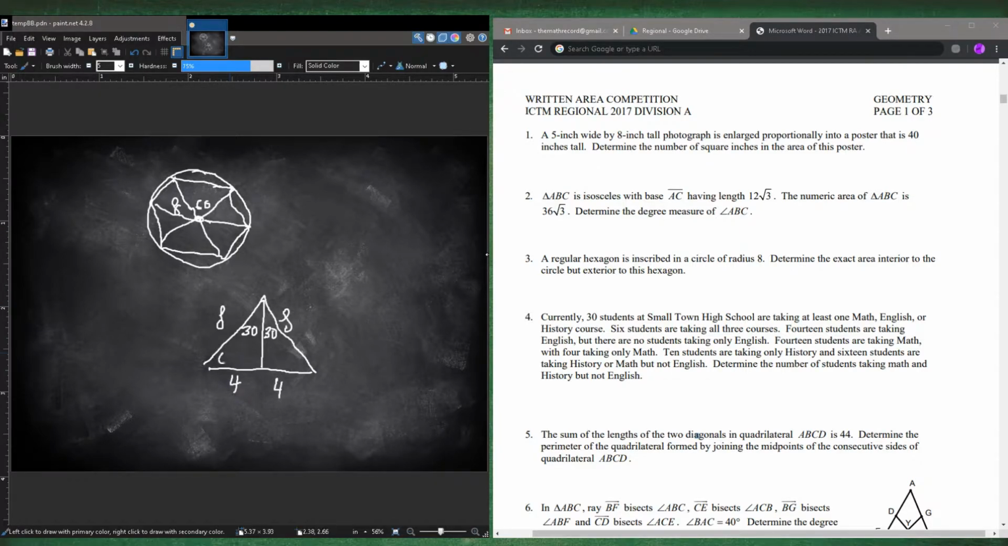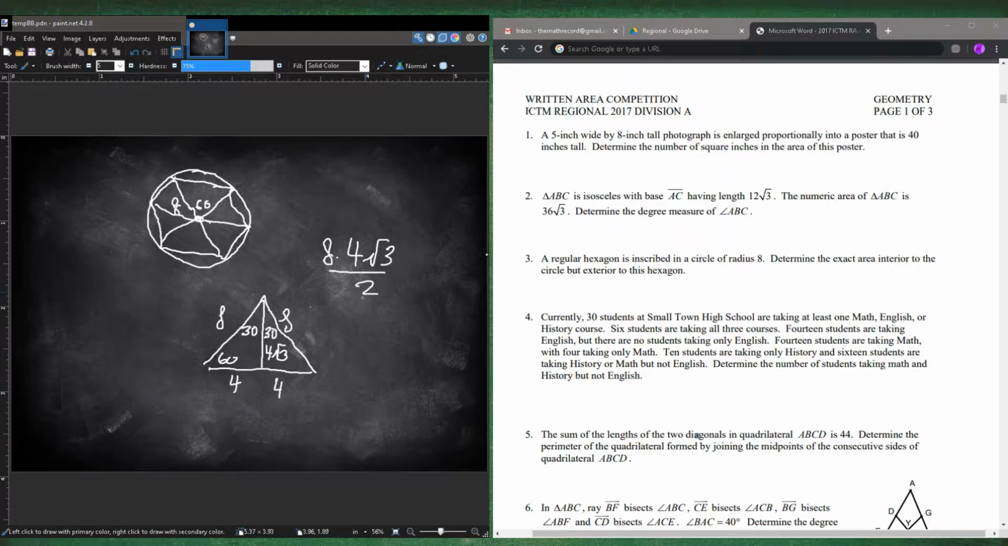So the side opposite a 60 here is 4 square root 3, because it's half of 8, which is 4, and then you multiply by square root 3. Okay, so our area is base, which is 4 plus 4 is 8, times our height, which is 4 square root 3, divided by 2, right?